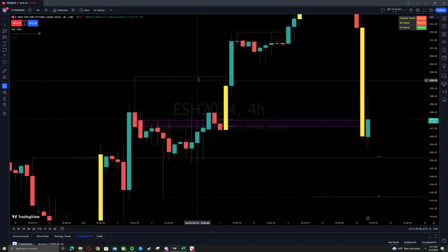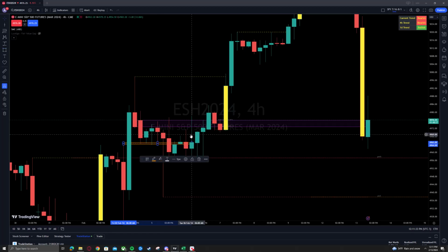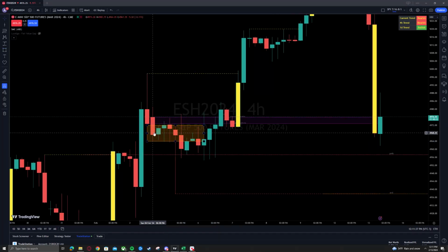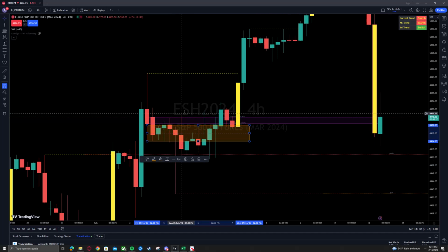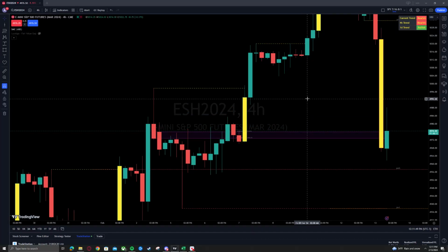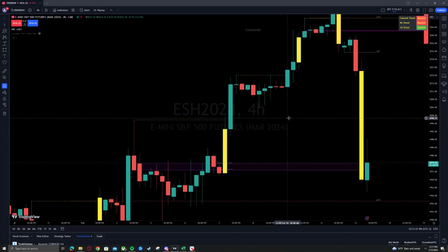Like, what happened to this fair value gap right here? This little guy. Not every fair value gap is good, as we know. It was being respected, consequent encroachment being respected. But here, you can tell me what happened. Like I said, not every fair value gap is created equal.